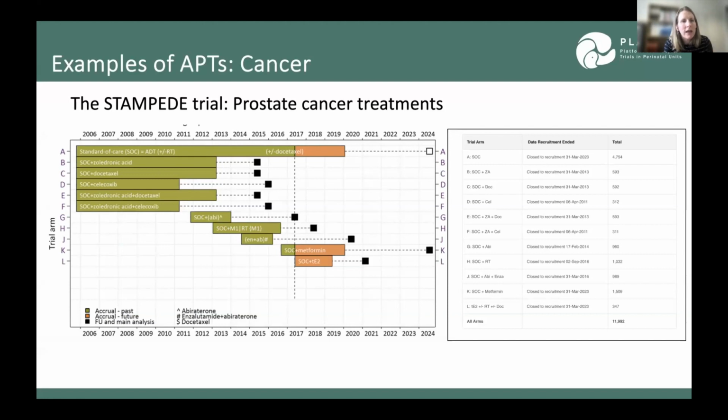So they looked at initially standard of care versus a combination of newer chemotherapeutics for prostate cancer, and compared them all at the start.